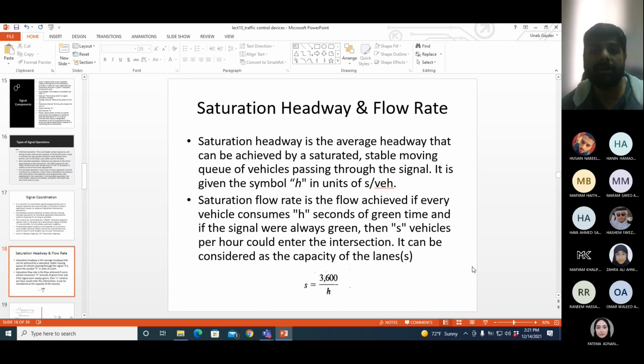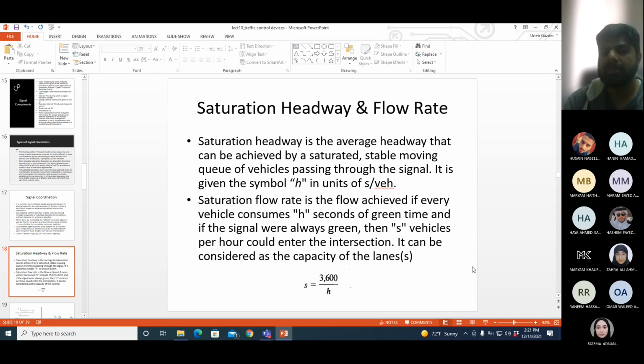So obviously now you can imagine we cannot design a signal which will remain green for 1 hour. People will think you are stupid and they will throw you in a mental hospital. So saturation flow rate is an imaginary, hypothetical value, and it can be calculated by taking the inverse of saturation headway.